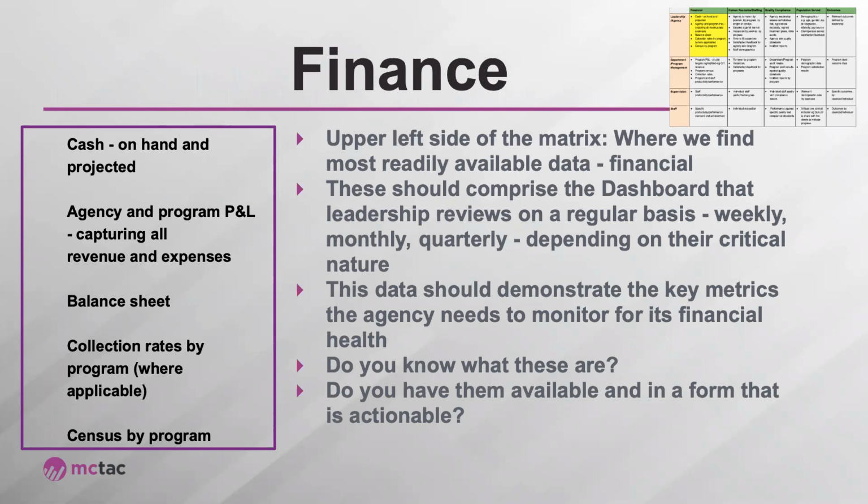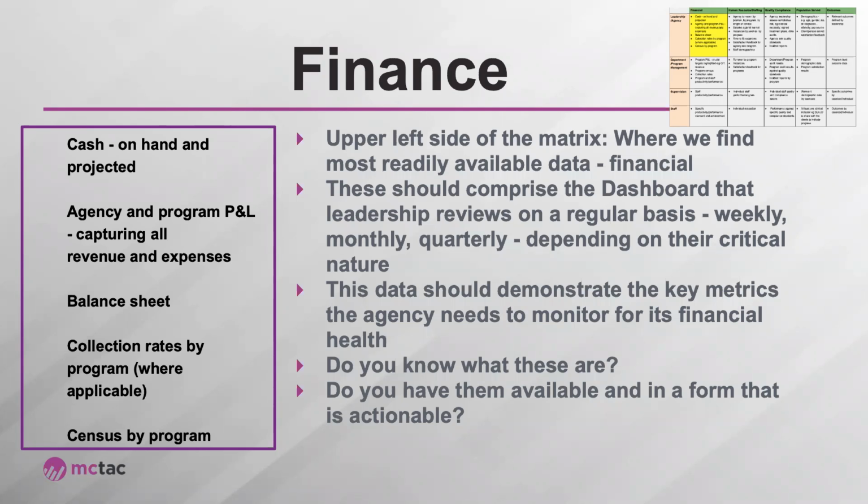So let's have a look at the top left-hand corner of the matrix, which is where we're looking at the finance data at an agency level. On the left-hand side of the screen, you can see a list of suggested, and in some cases, absolutely crucial data sets that leadership of an agency is going to be looking at. And again, this is data that should really comprise either a formal dashboard or at least data that's available on a regular basis that the executive leadership should be looking at. This could be weekly, monthly, quarterly, depending on the critical nature of the data.